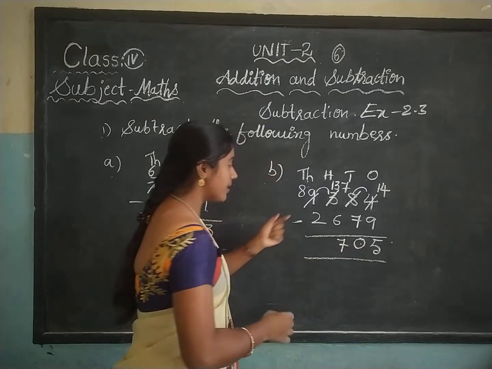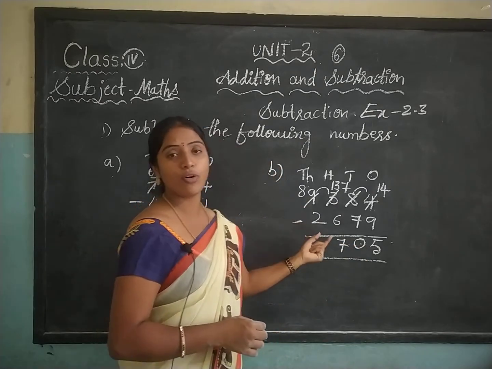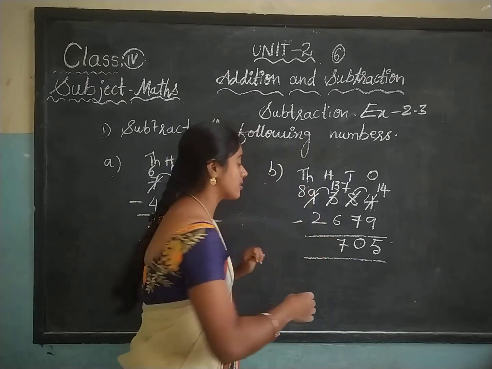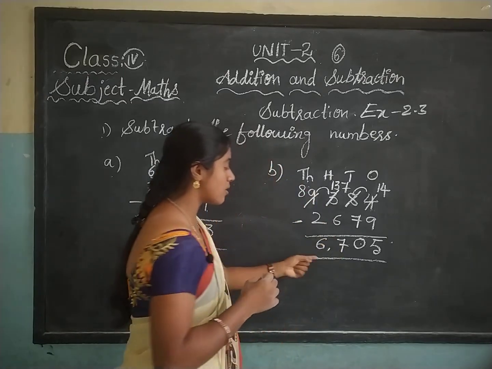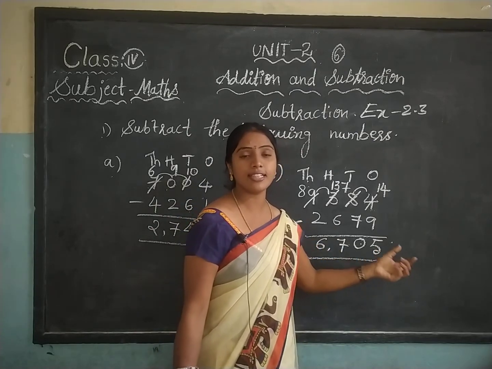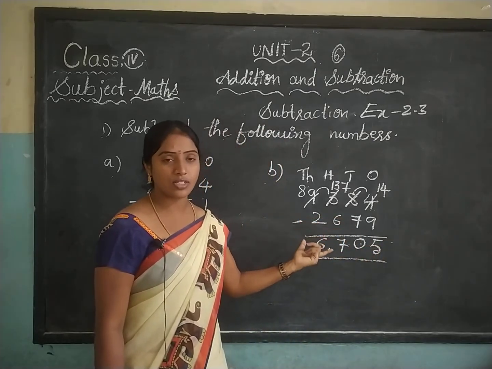7. Okay. Now 8 minus 2. 8 before 2 you should count. Okay. 8 minus 2. 8 before 7, 6. So what is the answer? 6705. Okay. 6705. In this way you have to do subtraction. Okay.